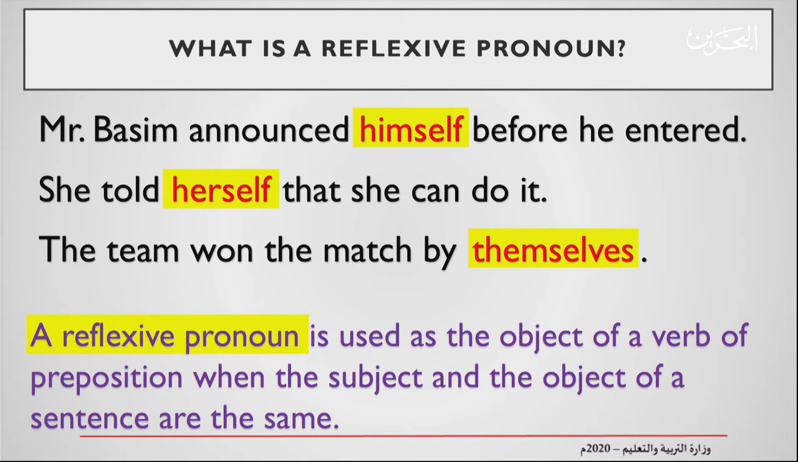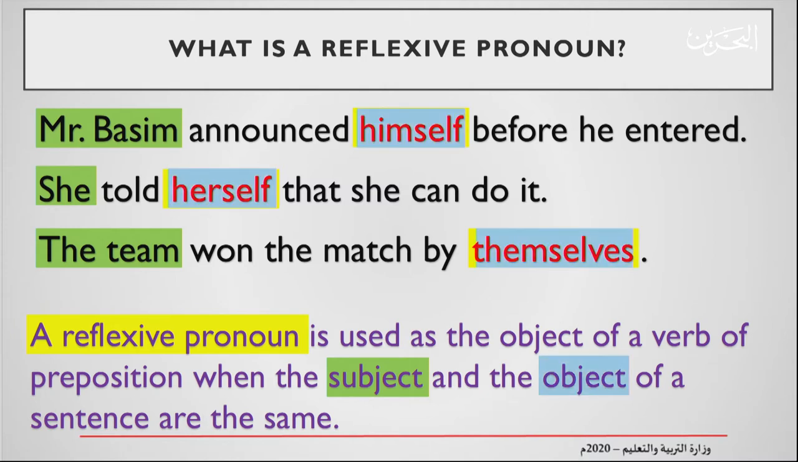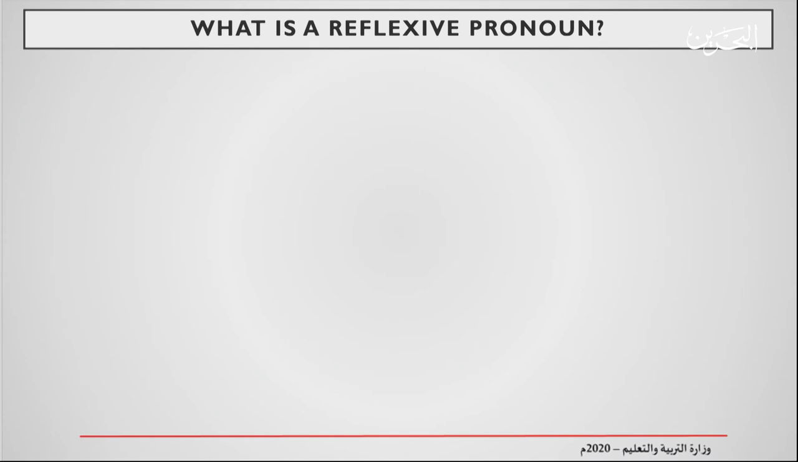So a reflexive pronoun like himself, herself, themselves is used as the object of a verb or preposition when the subject, like Mr. Bassem, she, the team, and the object, himself, herself, themselves, of a sentence are the same. So, let me explain that even further.